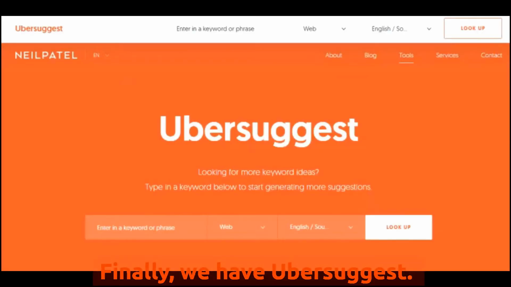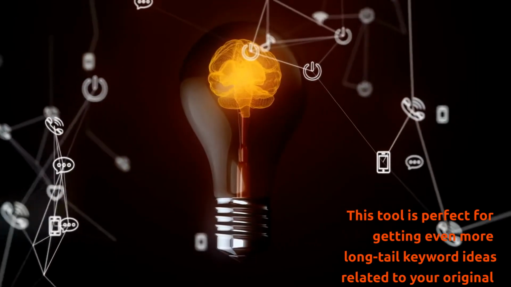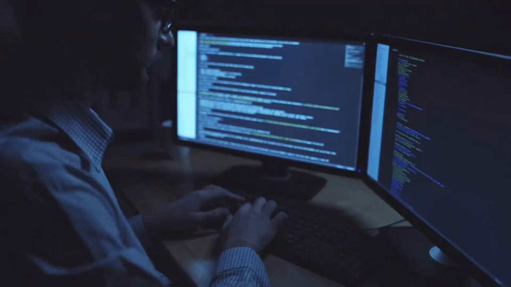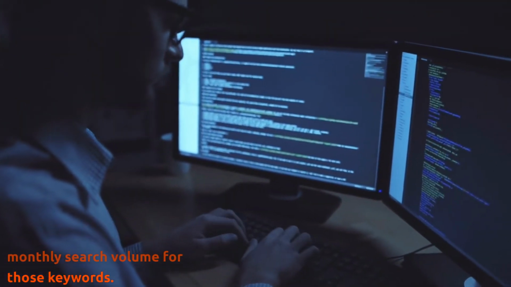Finally, we have Ubersuggest. This tool is perfect for getting even more long-tail keyword ideas related to your original keywords. It also offers information on the competition level and monthly search volume for those keywords.